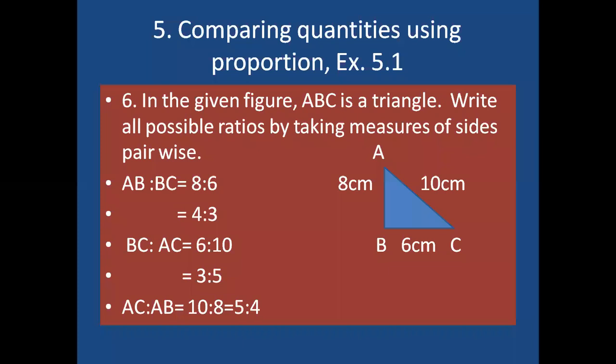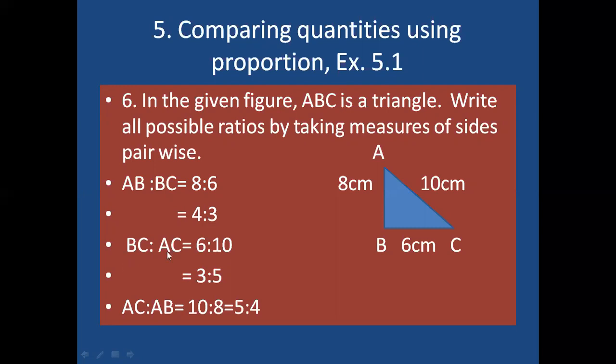The sixth question in exercise 5.1, from chapter 5, comparing quantities using proportion. In the given figure, ABC is a triangle. Write all possible ratios by taking the measures of sides pairwise. Here, AB is to BC. You have to consider the pairs of sides AB and BC, BC and AC, and AC and AB. So AB is to BC is 8 is to 6. 8 and 6 both are in the 2 table, 2 4s, 2 3s. So the simplest form of this ratio is 4 is to 3.